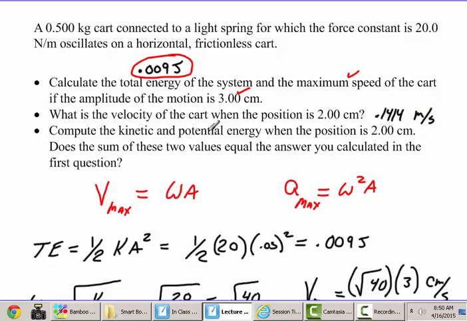And then what did you get for kinetic energy here? Did you get that? 0.005 joules. And what did you get for potential energy there? Okay. And you notice, again, they got to add up to be that. This one will be in meters per second. I mean, you can do it in centimeters per second. Nothing says you can't.